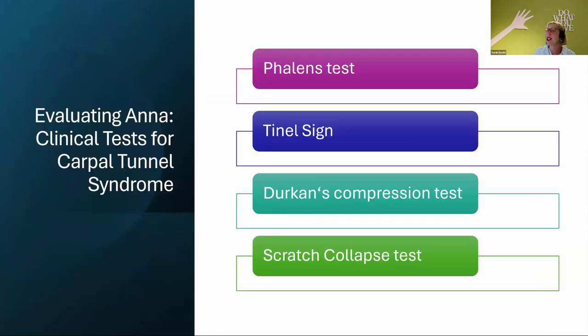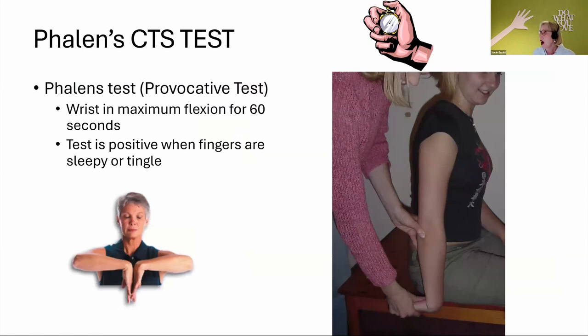Now, the next thing we're going to do is evaluate Anna with some clinical tests for carpal tunnel syndrome. We mentioned Phelan's test before, which is the most classical one. You could also use a Tinel sign, or what's called Durkan's compression test, or a scratch collapse test. Okay, I'll walk through these.